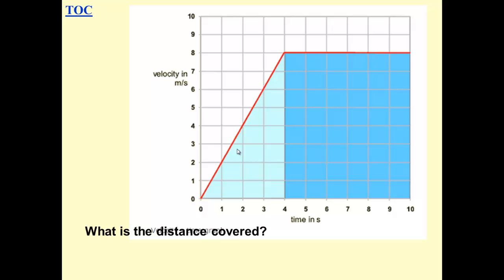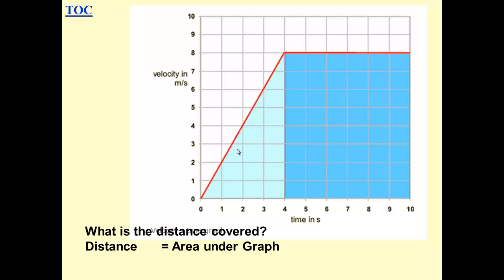So what is the distance covered here? Well, there are two areas to consider. There's the light blue area on the left hand side, which is the area of a triangle, and then there's the area on the right hand side, which is the dark blue, which is the area of a rectangle. See if you can find out what the total distance travelled is in this case.